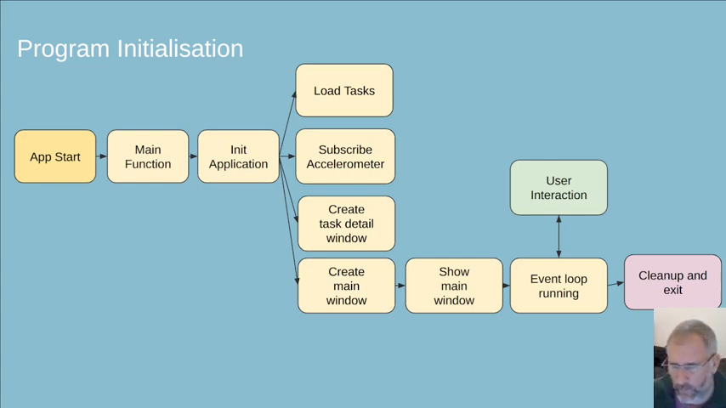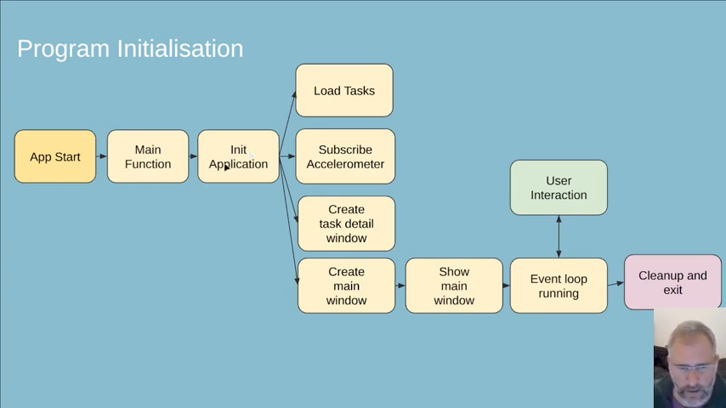So the first thing we need to do is set up the initial project initialization, and this follows this kind of flow here. Basically we start the application. When the application starts, so you click on it, it immediately goes and finds the main function. And the main function starts the initialization, the setup and the loading of the application.